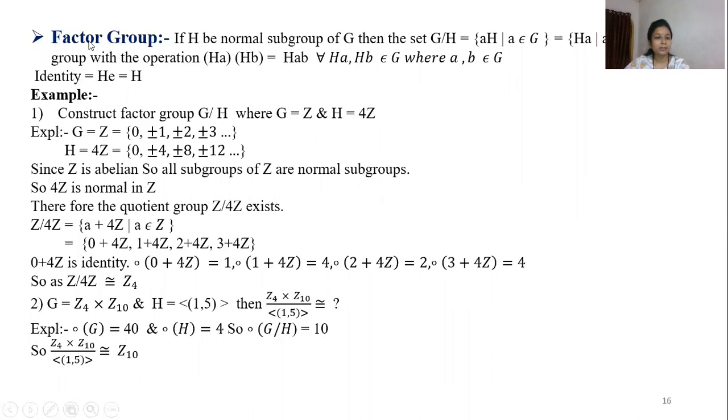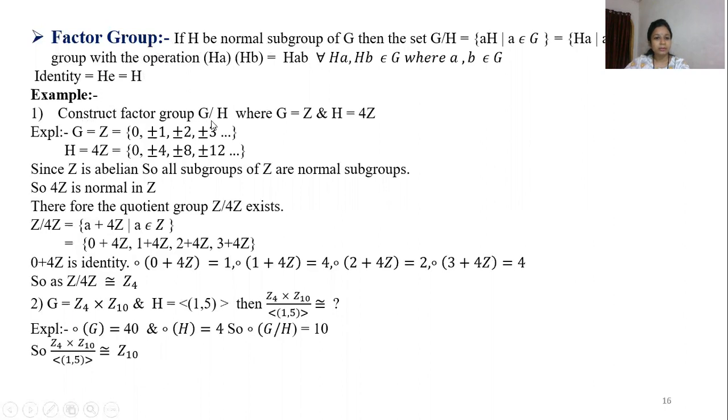And what is the identity of this factor group? H times e. H times e is nothing but H itself. H times e means multiply, or operate, each and every element of H with the identity e, we get the set H itself, that is the subgroup H itself.